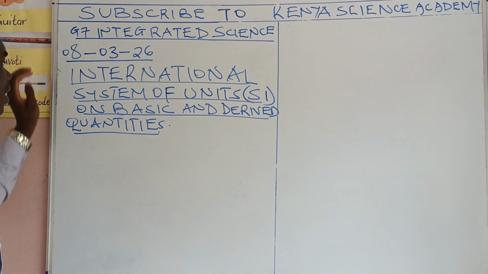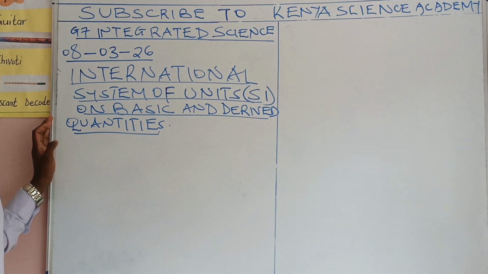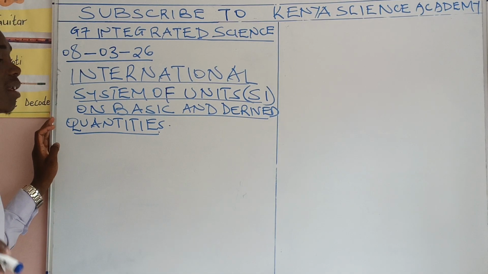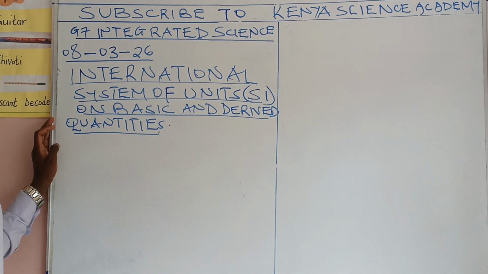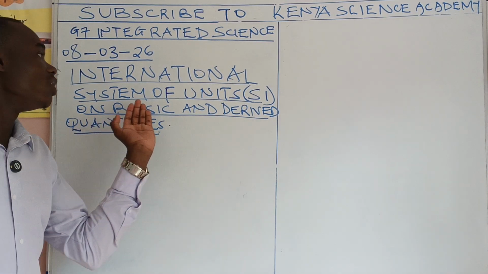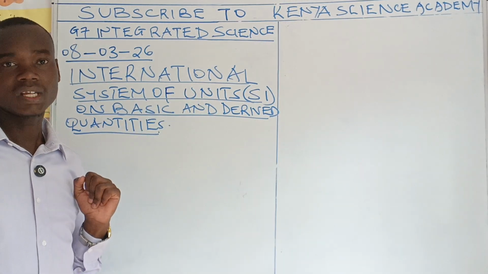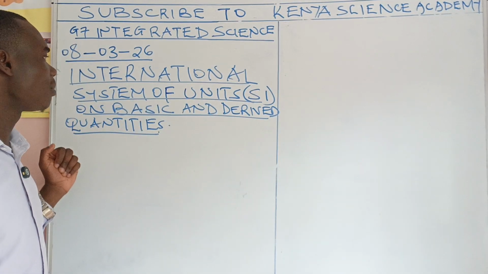International system of units on basic and derived quantities. I remember saying when I was leaving the previous session or virtual class, I talked about quantities. And I mentioned 2 kg, 3 kgs, 10 kgs. Those are quantities. And kgs are units. So we want to know international system of units.